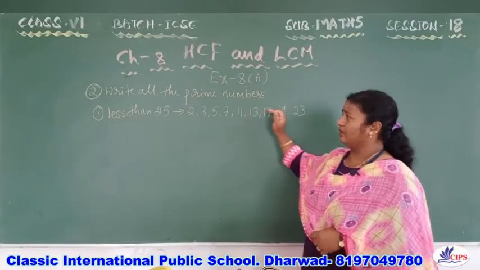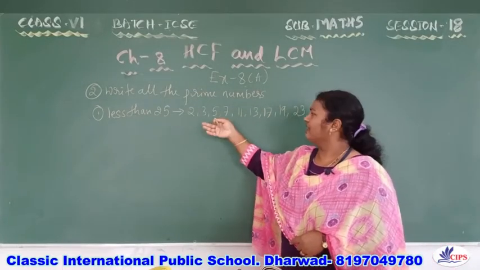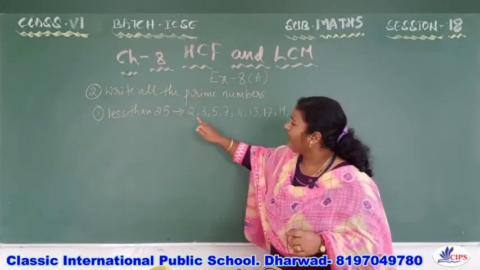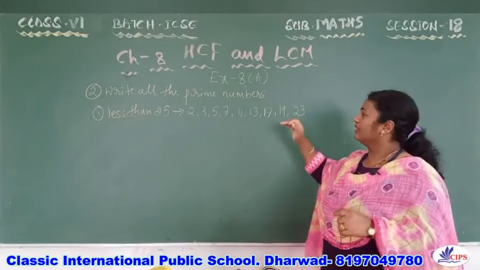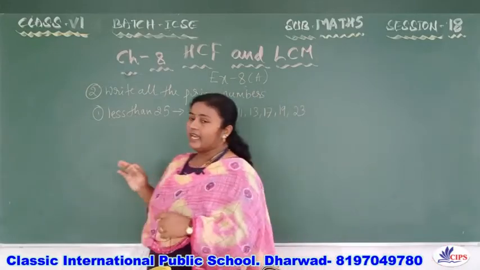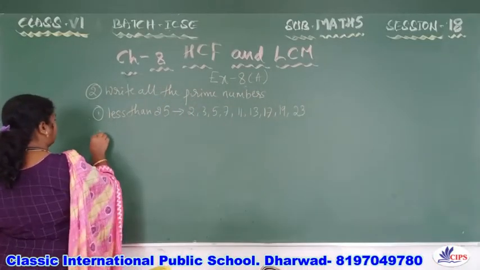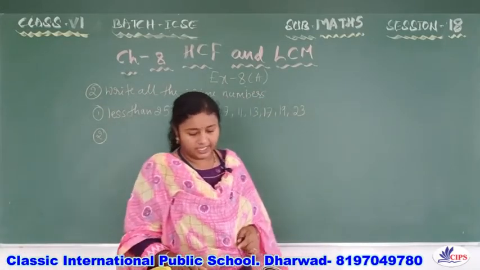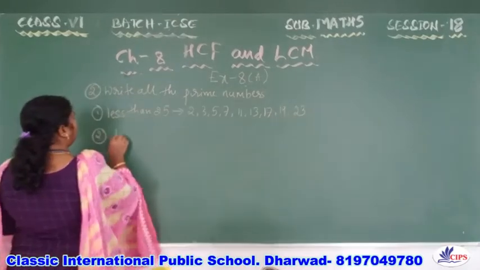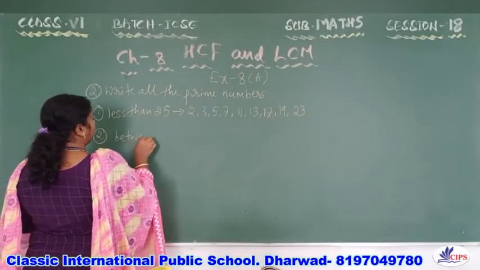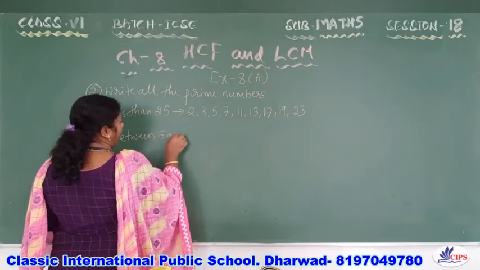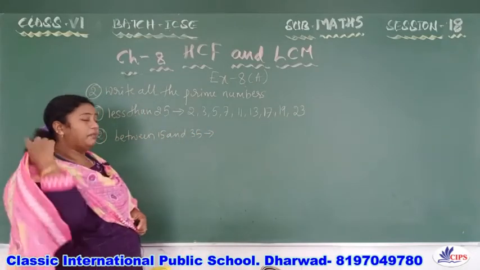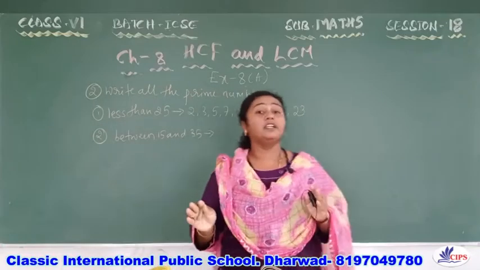Don't you think these look like strange numbers? They cannot be divided by any other numbers. They can be divided only by 1 and that number itself. So these are the prime numbers. Now the second question they have asked: question number 2 is between 15 and 35. You have to write the prime numbers between 15 and 35.